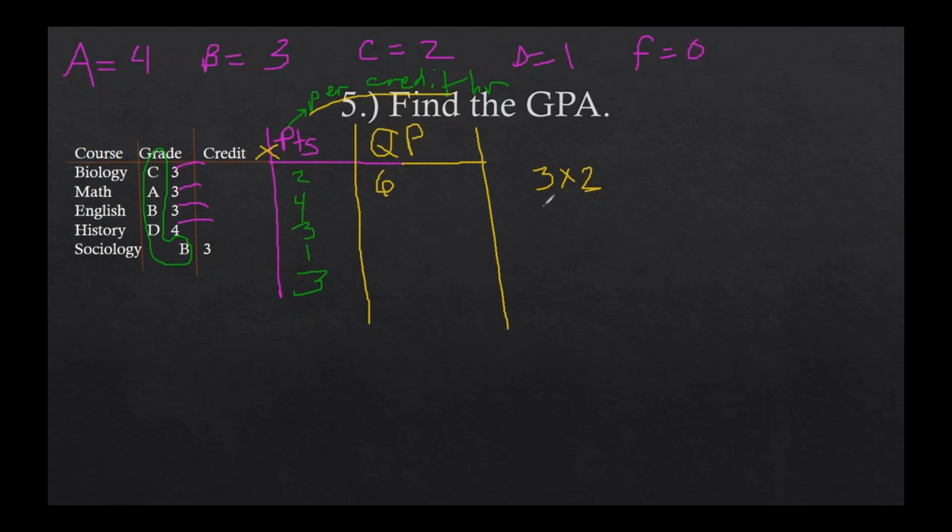In math, it was 3 credit hours and I got an A, so I earned 4 points. So for math, I earned 12 quality points. For English, it's 3 times 3, which gives me 9. History, I got a D, so I only got 1 point for that, which is a total of 4. And then sociology is another 3 times 3, which is 9.